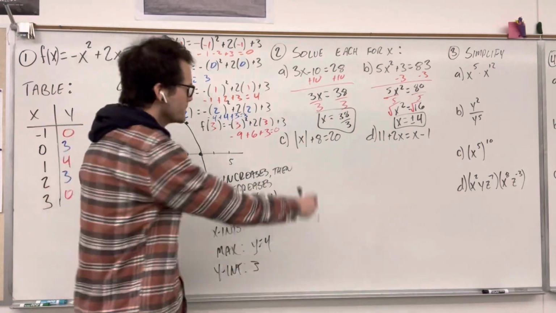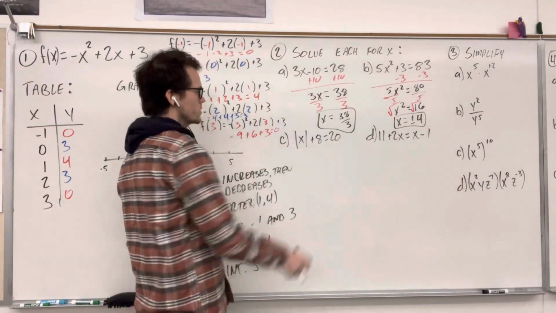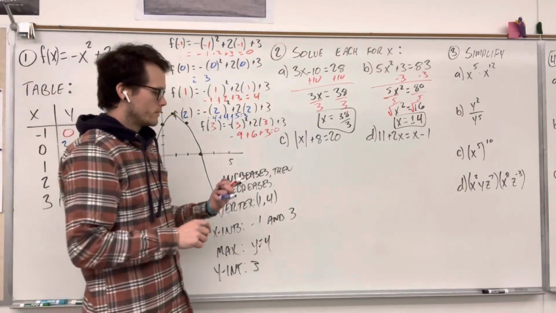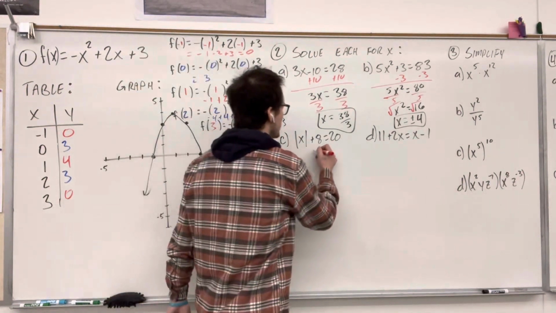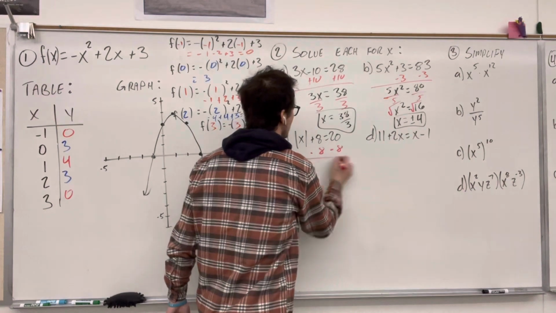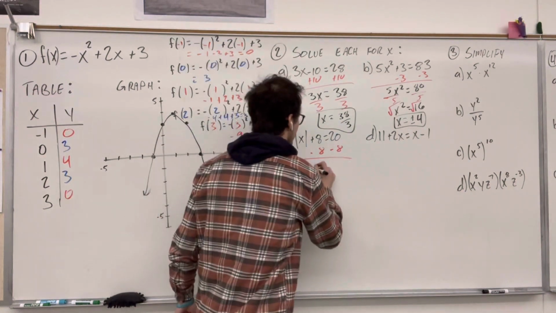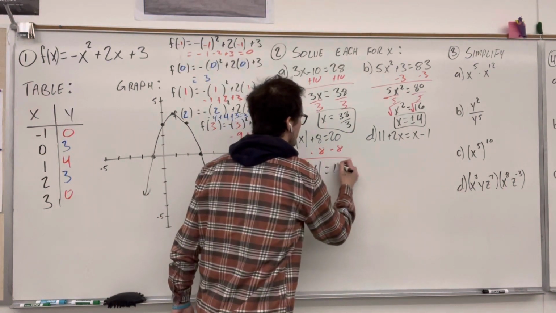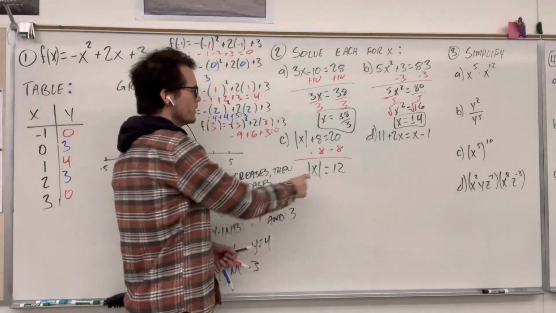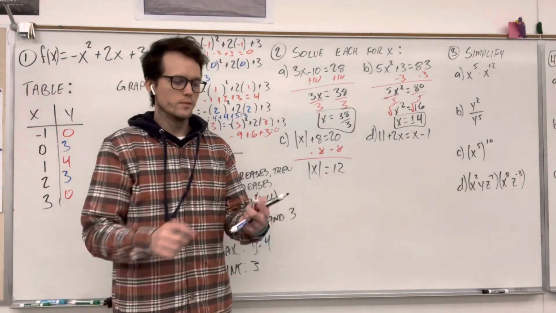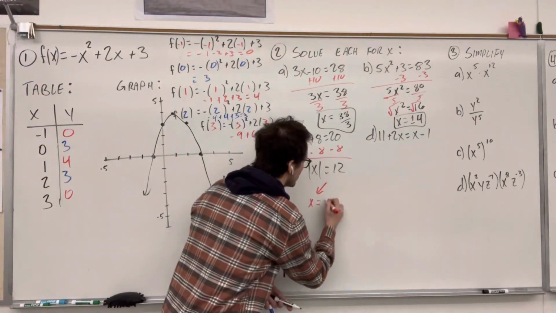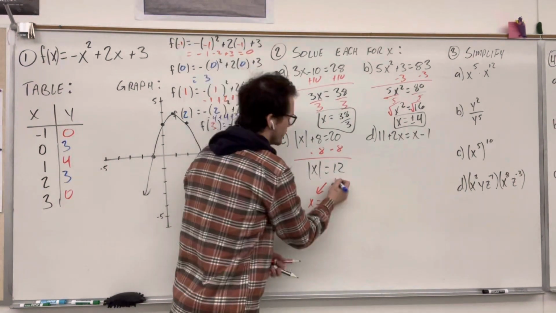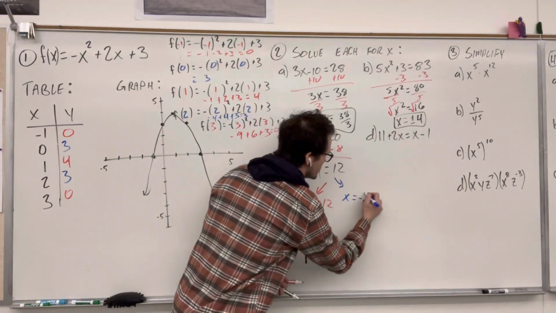Okay, part C, the absolute value of x plus 8 equals 20. The first objective here is to get the stuff in the absolute value bars all by itself, so we'll subtract 8 from both sides. Then we see that the absolute value of x equals 12. Now, we know that absolute value means its distance away from 0. So we're going to split this up into 2 equations. We're going to say x equals 12, and then we're going to say x equals negative 12.